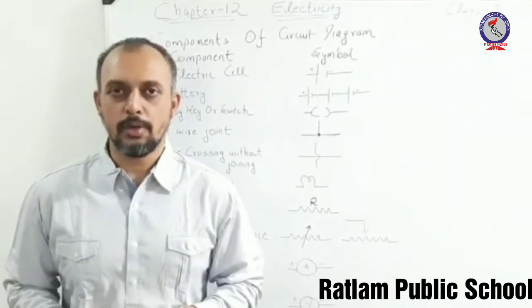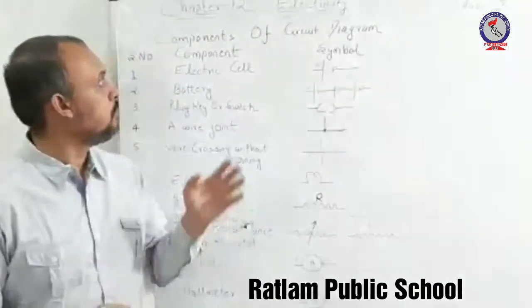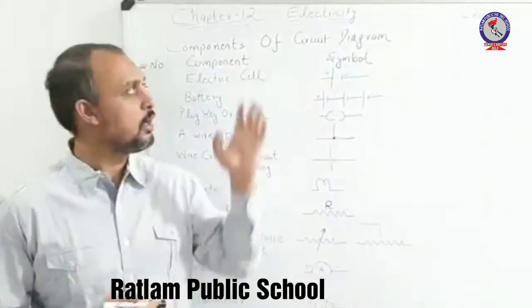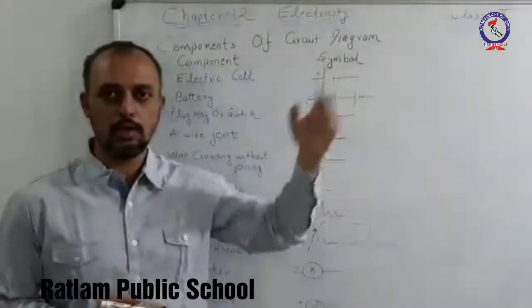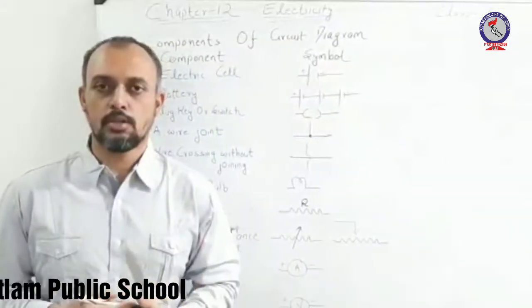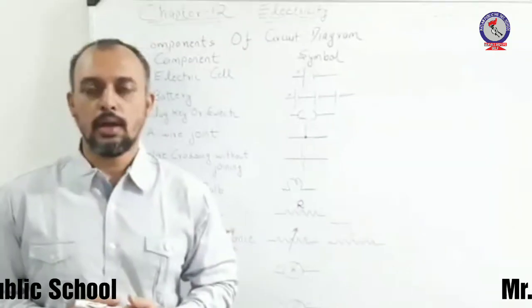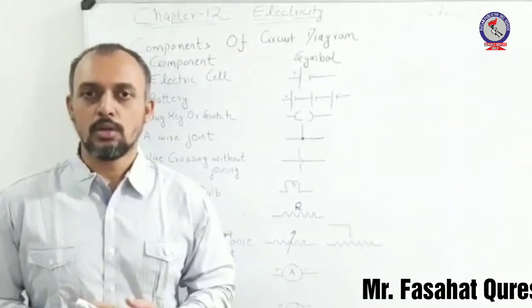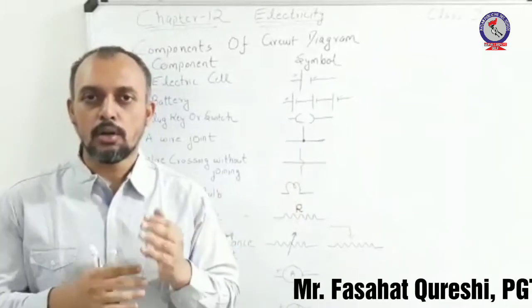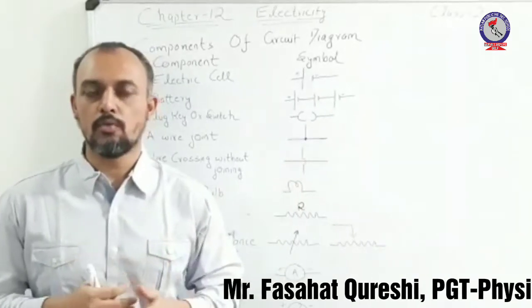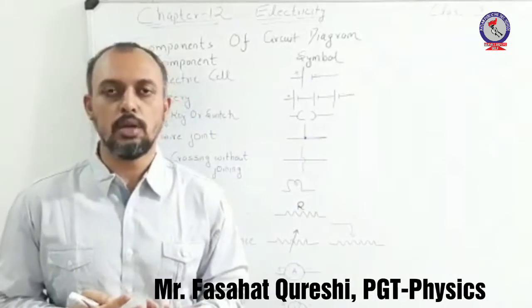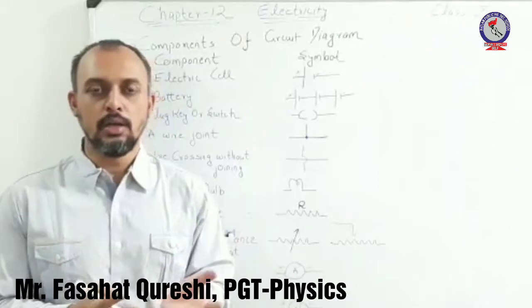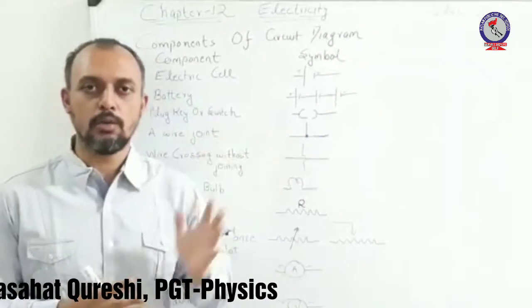In this section of my video, I'll be going through the concept of components of circuit diagram, which is a topic of chapter 12, electricity, class 12. In my previous video, I had explained the concept of circuit diagram. Here, what a circuit diagram consists of, or what different kinds of elements you need to connect in a circuit diagram to make your circuit complete, is represented in a table given below.